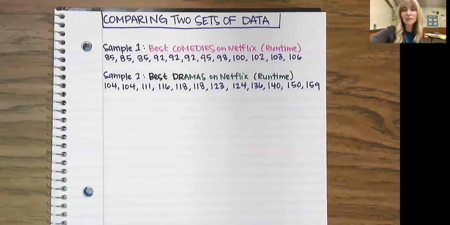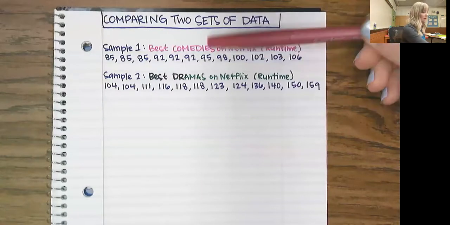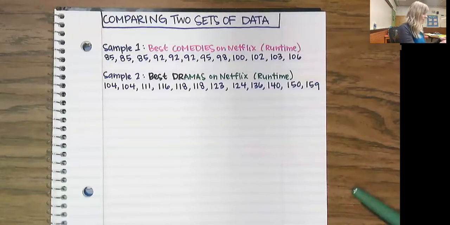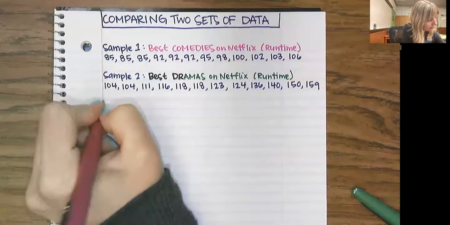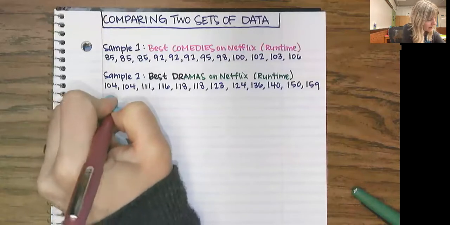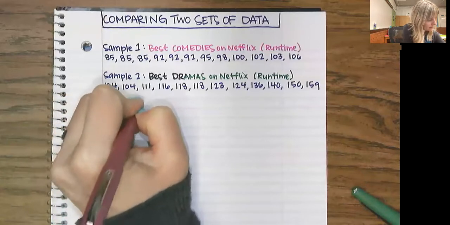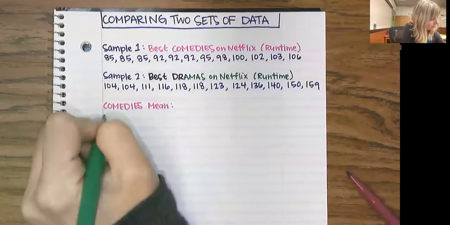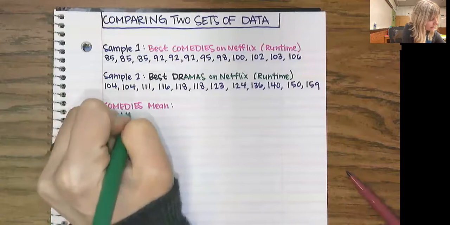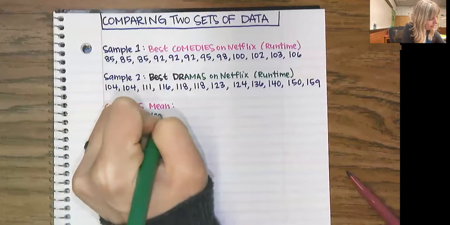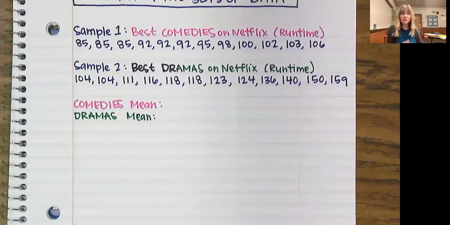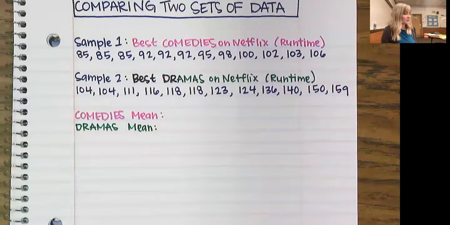One of the first things I'm going to do, and I'm going to color code all of this, I did best comedies in this pinkish color and best dramas in green. So I'm going to use those consistently as I go. One thing you can do is just compare the mean. So if I say, okay, comedies mean, I'm going to find that value, and then I'm going to find the dramas mean. Well, mean, if you recall from last standard, is the average. That's where we add them all up and divide by the sample size. Well, my sample size is 12. I have 12 in each sample set.